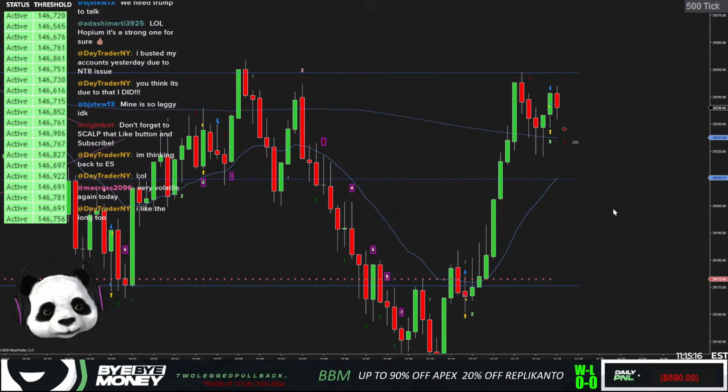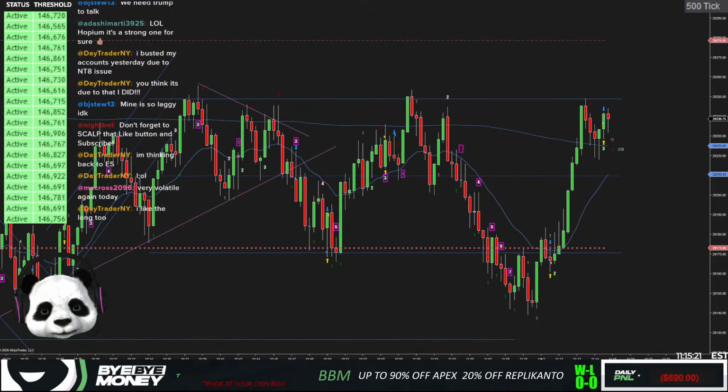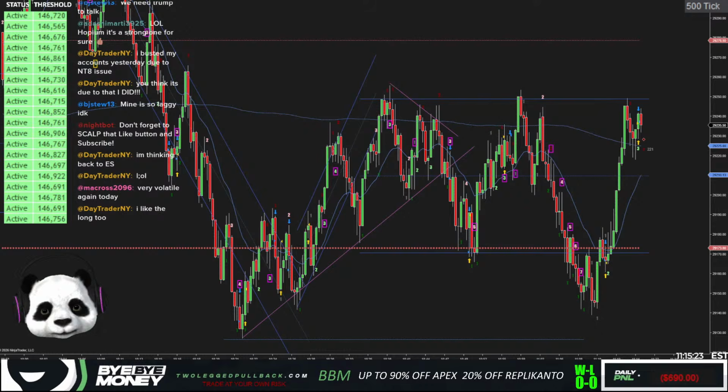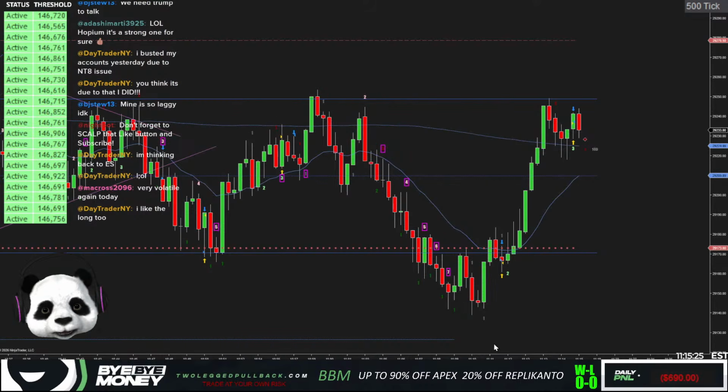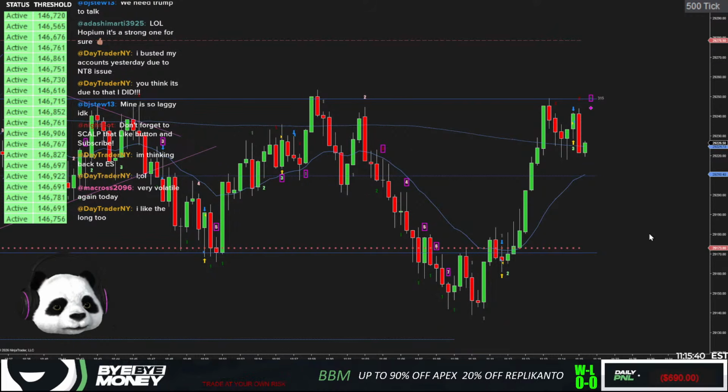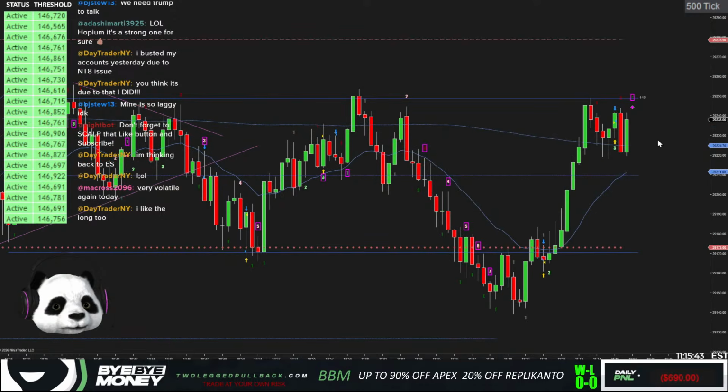Second entry long, maybe worth it. I mean, is the range that obvious? Should I just be going short here 100%? Is it that easy? Is it that obvious today? You always feel like you might find the exception.